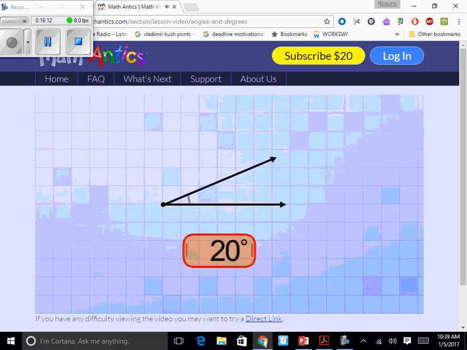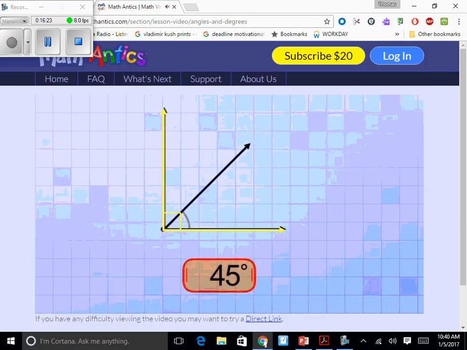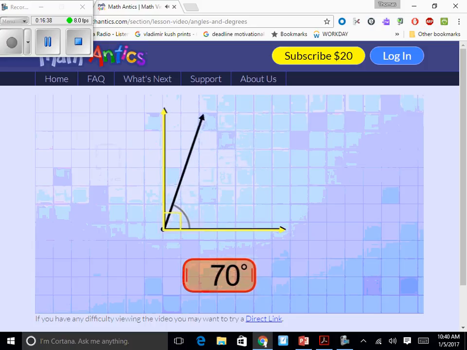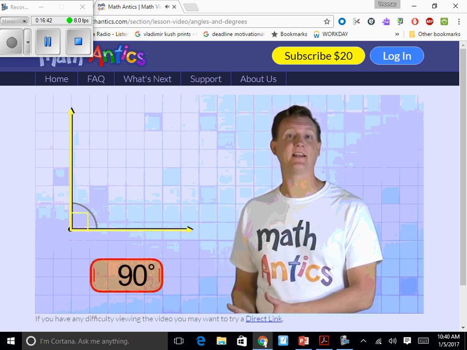Now 45 degrees is a special angle because it's exactly half of a right angle. If we draw a right angle in the same spot, you can see that our ray cuts it into two equal parts. So if 45 degrees is half of a right angle, can you guess how many degrees a right angle is? Let's keep on rotating to see if you're right. 50, 60, 70, 80, and 90. Yep, a right angle is exactly 90 degrees. And that is super important to memorize because right angles are used all the time in geometry.